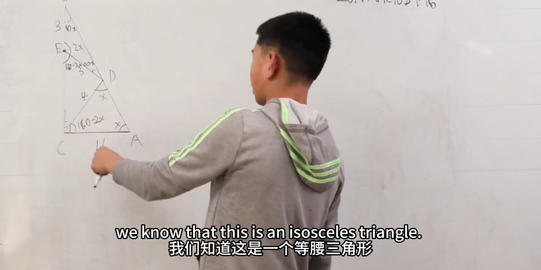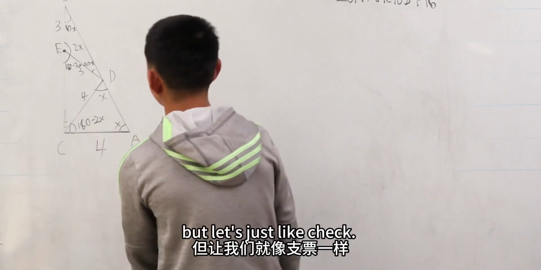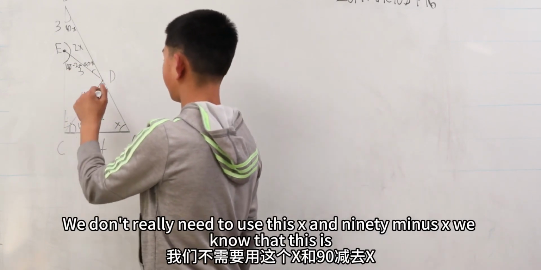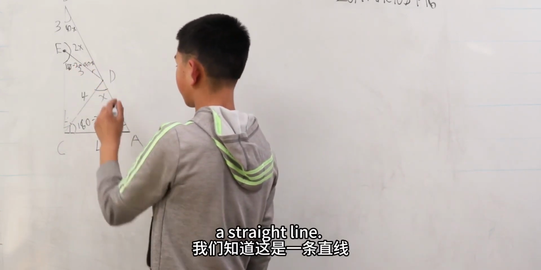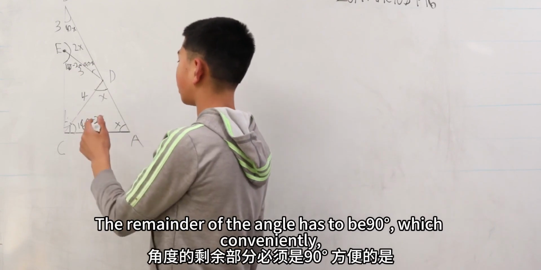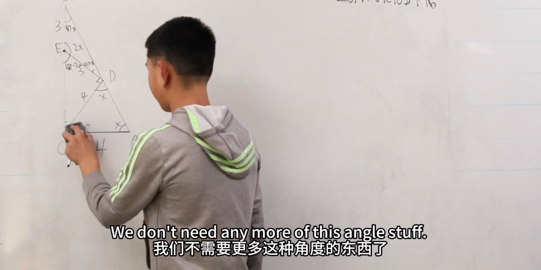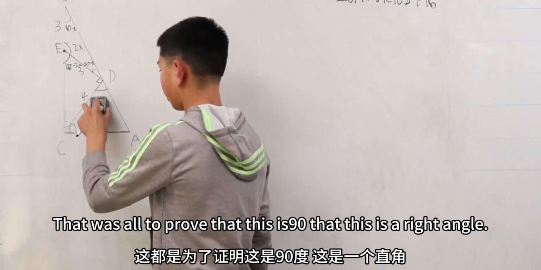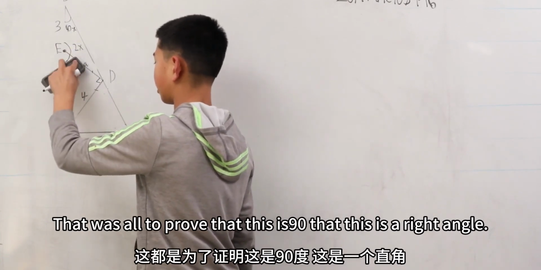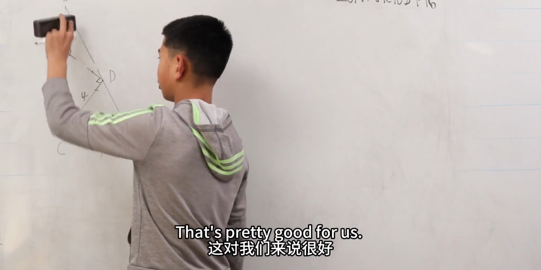So, we know that this is an isosceles triangle. Now, I might have messed this up a bit, but let's just check. We can actually use this here. We don't really need to use this. X and 90 minus X, we know that this is a straight line. So X plus 90 minus X is 90. So the remainder of the angle has to be 90 degrees, which conveniently it is. So this is only 90 degrees. We don't need any more of this angle stuff now. That was all to prove that this is a right angle. So therefore, it's a right triangle there. That's pretty good for us.